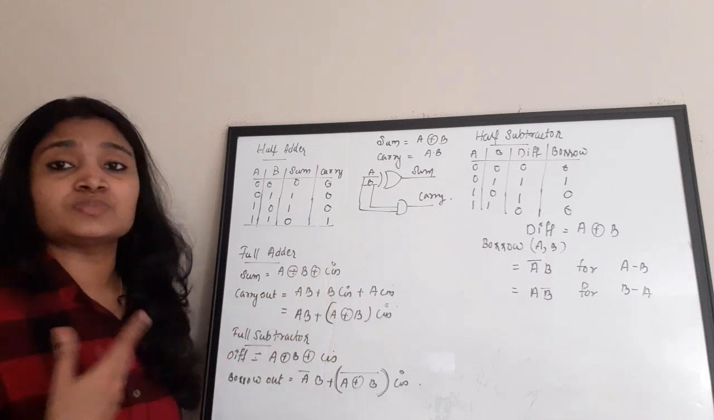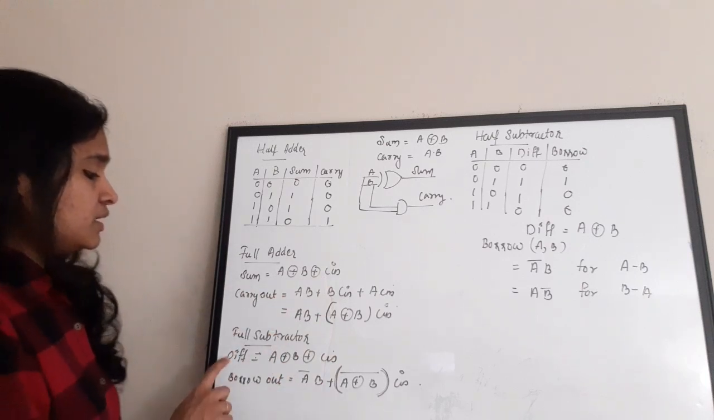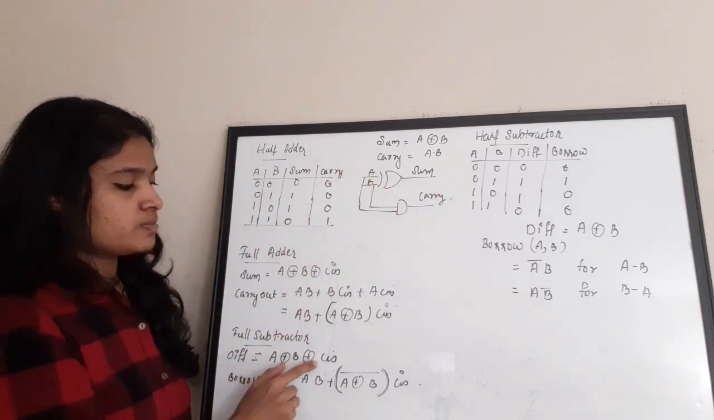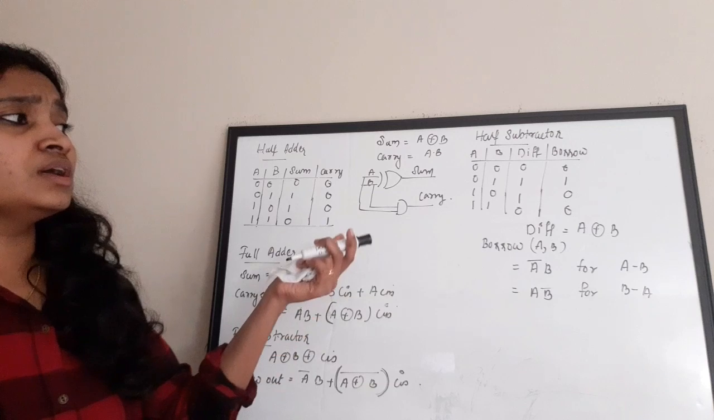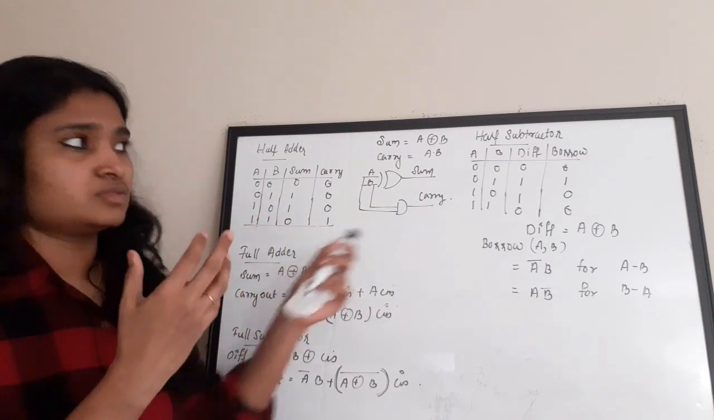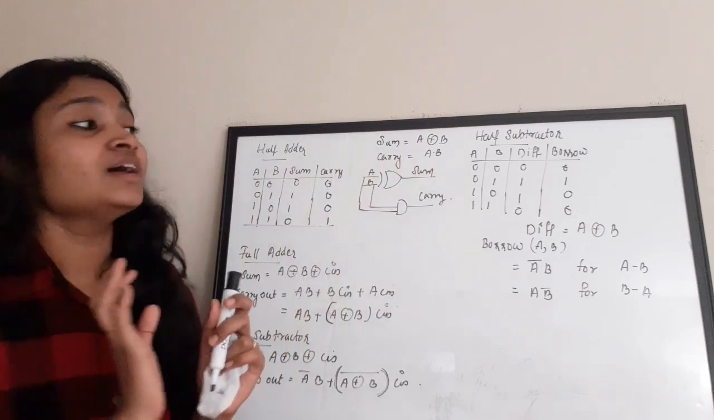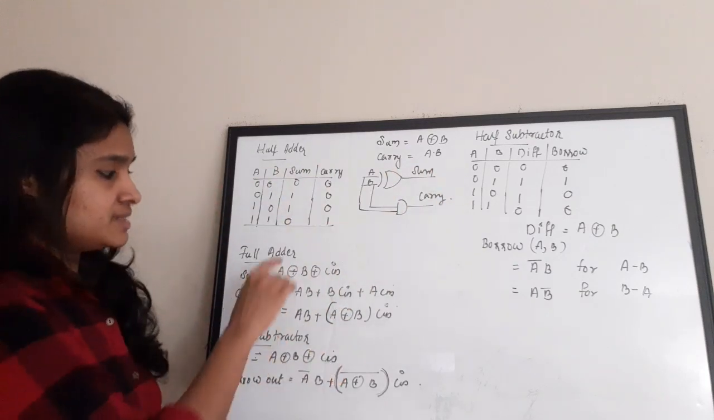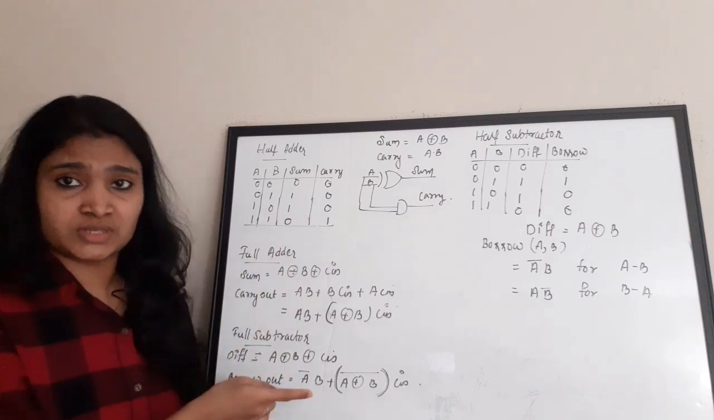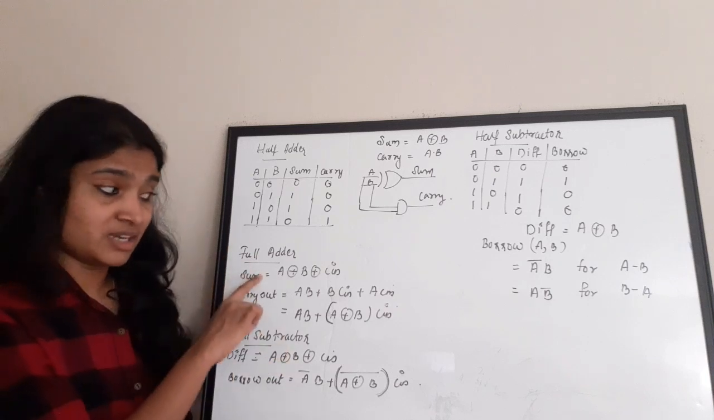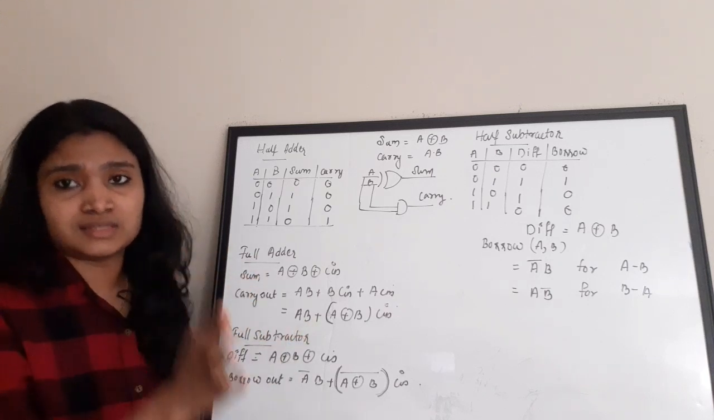Moving on to the full subtractor equations. Difference for a full subtractor will be A XOR B XOR C. Similarly, as in the case of half adder and half subtractor, we know that the sum equation and the difference equation are the same. Likewise, for full adder and full subtractor, the sum equation and difference equation are the same.